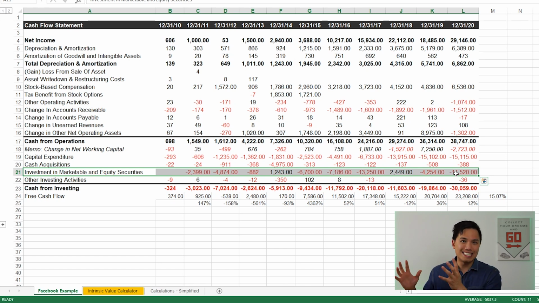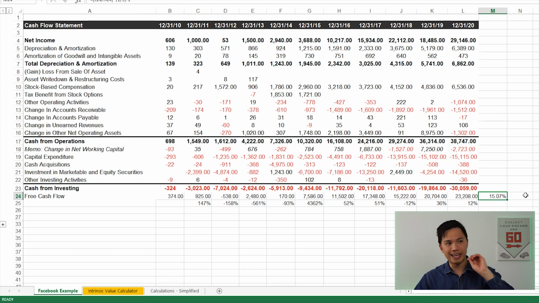So when Facebook takes that money and invests it into short-term deposits, that counts as cash flow going out as investments. So it's not quite really investments in marketable securities like other shares in companies. So I'm not going to include that in cash from investing, because it's not really cash that Facebook is using to grow the business. It's just them taking cash, putting it somewhere else to earn a higher interest rate.